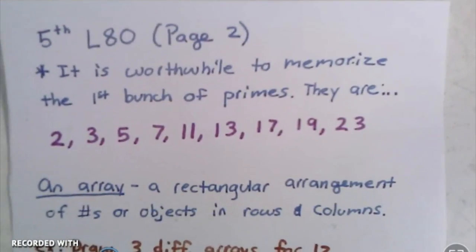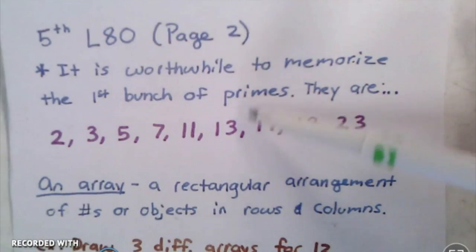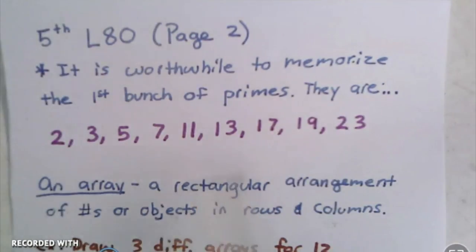Okay, let's go to page 2. It's worthwhile to memorize the first bunch of primes. They are 2, 3, 5, 7, 11, 13, 17, 19, 23. Those ones get used a lot. You should memorize them. It will make your life much easier, and you're going to need to know them when we start factoring, which is coming up pretty soon.